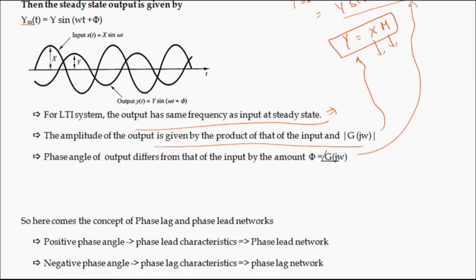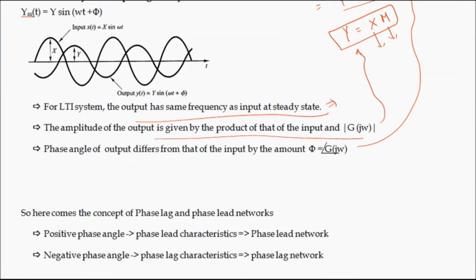So here comes the concept of phase angle, phase lag or phase lead network. What is meant by phase lag network and phase lead network? If we get the positive phase angle, as we have already learned, the output y_ss(t) is equal to Y sine(omega t plus phi).